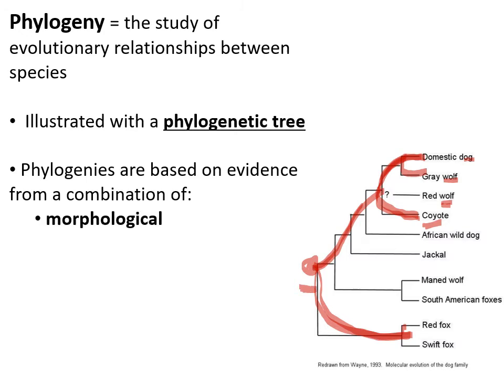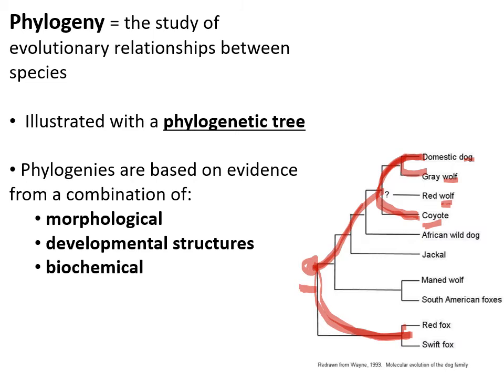So we used to base that on just morphological traits. Developmental structures help out, and we'll look at that in the next slide. Biochemical lineage helps as well, and that's directly related to DNA sequencing. If we look at the genetic codes of a dog and a wolf and let's say a fox, they share a lot of similarities, but there's more similarities between a dog and a wolf's genetic code than a fox's. So we can use DNA sequencing as more of a conclusive way of seeing how closely related two different species are.